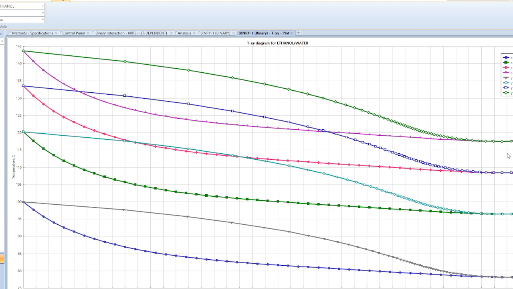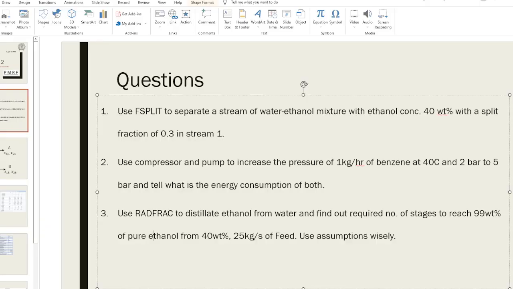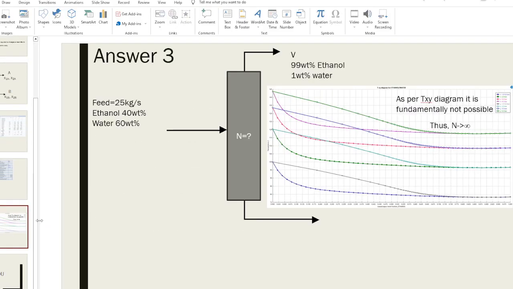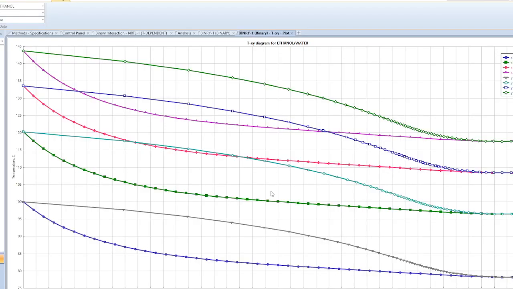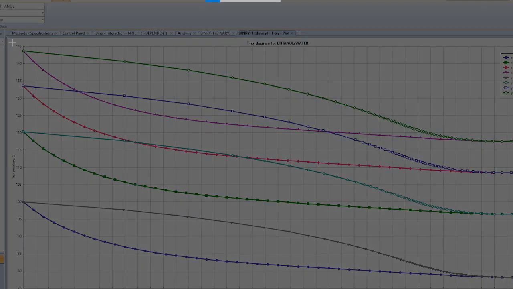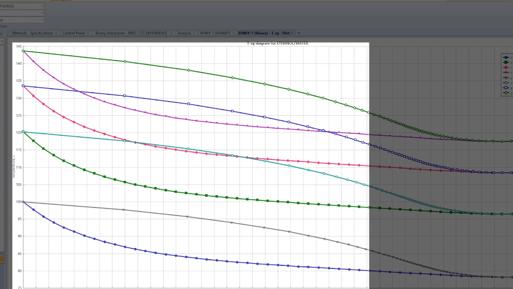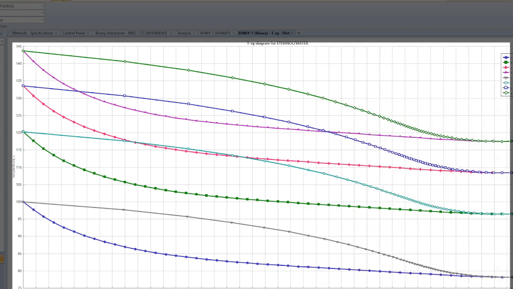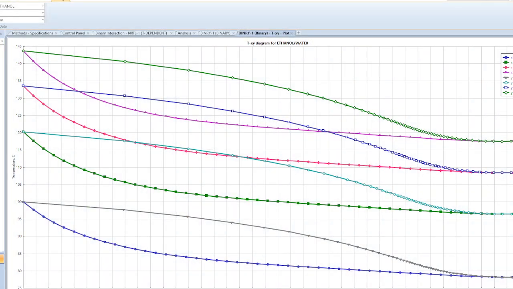Therefore it is almost impossible for a distillation column alone to separate ethanol and water to 99 weight percent of ethanol. So the answer should be n tends to infinity. Here this was the mole fraction part, and I just converted it into the mass fraction, which I just calculated. So this is the mass fraction of ethanol. Fundamentally we will not be able to, so n goes to infinity.